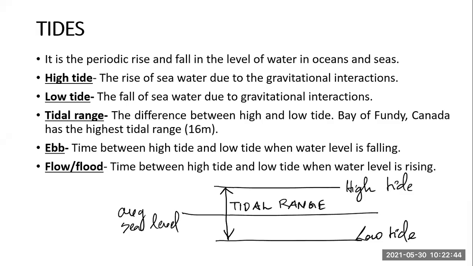Okay, so that was some of the basic aspects of the tide formation. The definition of high tide, low tide, tidal range, ebb, flow, or flood. So if this much is completed, okay, you can add a sentence other than what is written in the slide. You can add one more sentence.